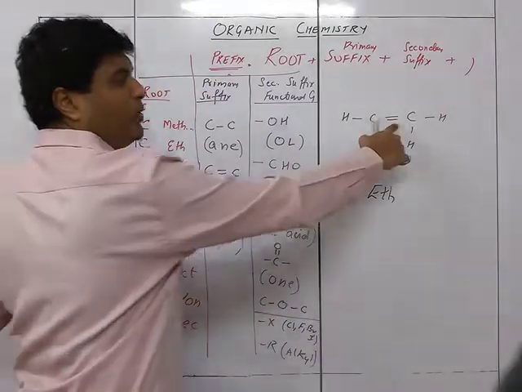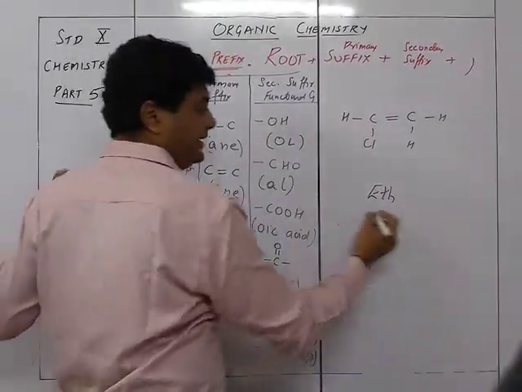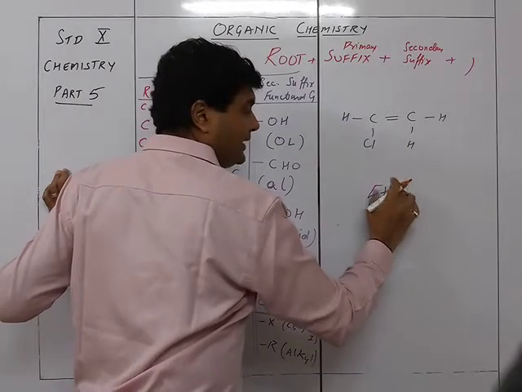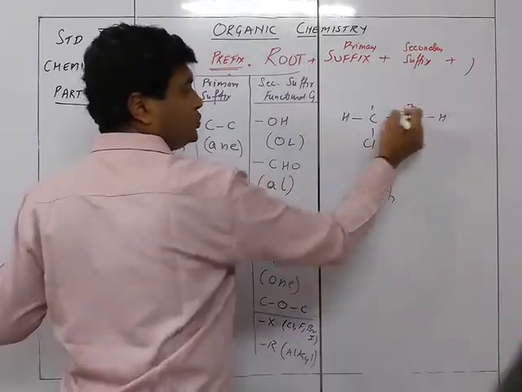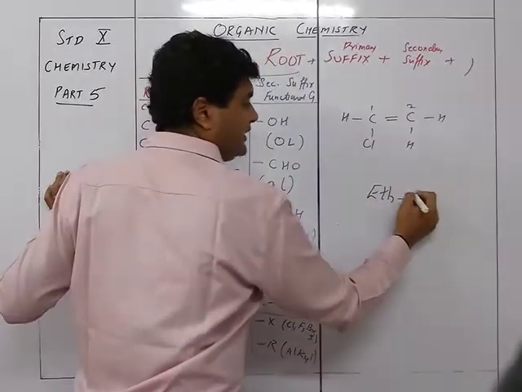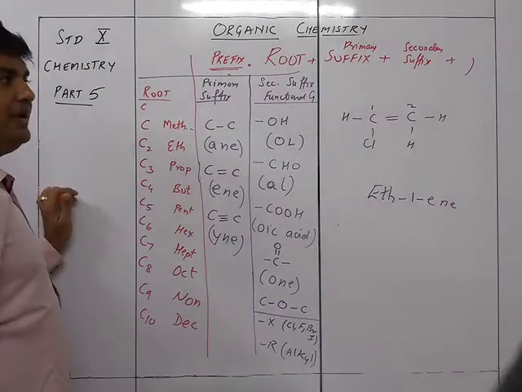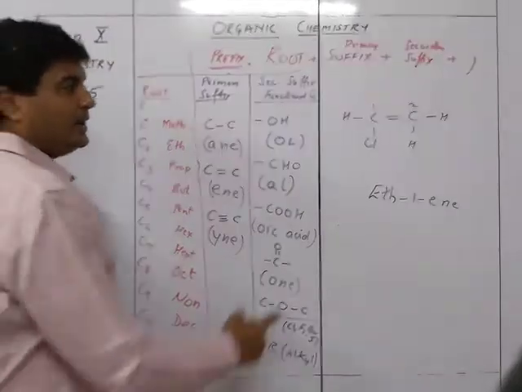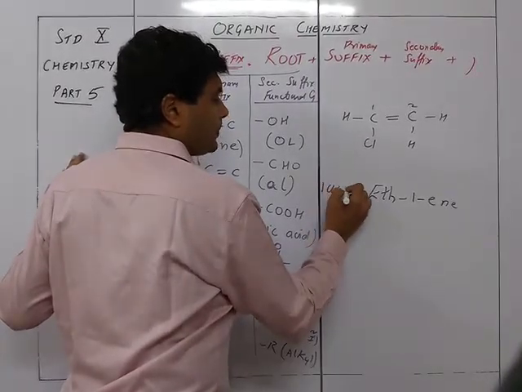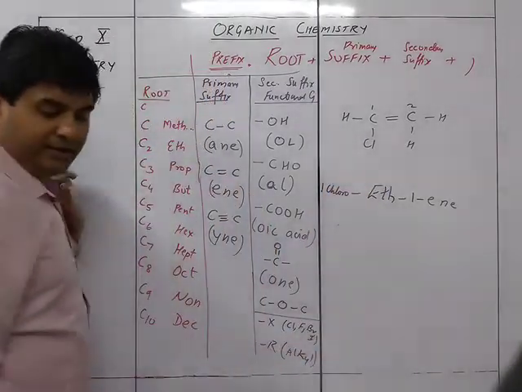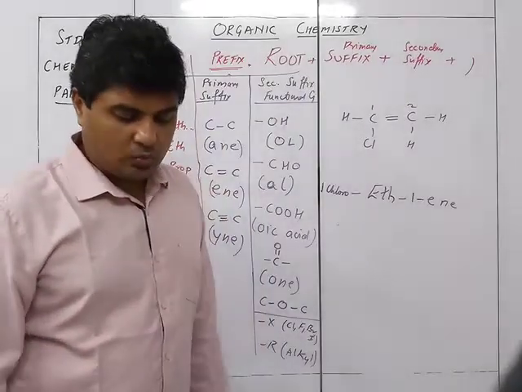Now there is a double bond here, so the primary suffix will be ene. But here I need to know where it is placed. This is 1 and this is 2. So it is placed at 1, so it is eth-1-ene. And here the chloro is at 1. So it will be 1-chloroeth-1-ene.